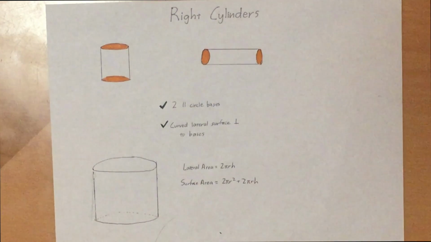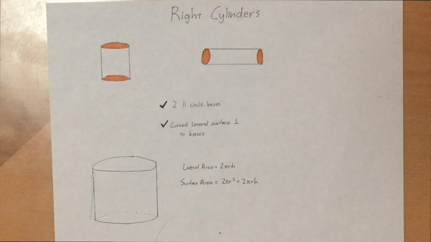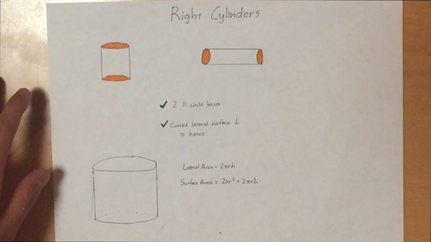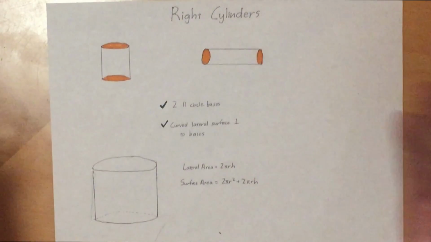Yay. Today we're going to be talking about right cylinders. So this is basically going to be a continuation of last time when we were talking about the areas of three-dimensional figures such as prisms. And cylinders are basically prisms with a circular base. So the cylinders we're going to be talking about today are right cylinders.